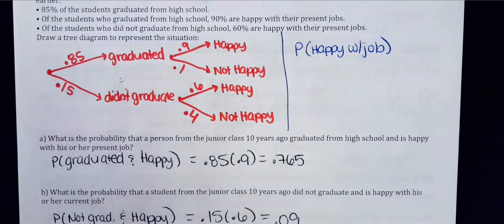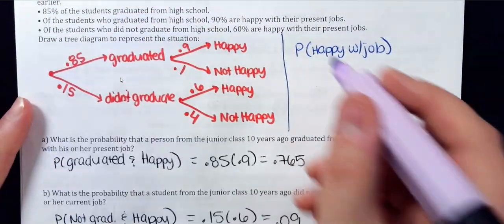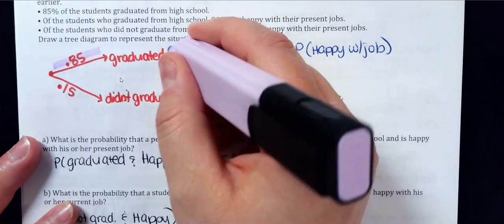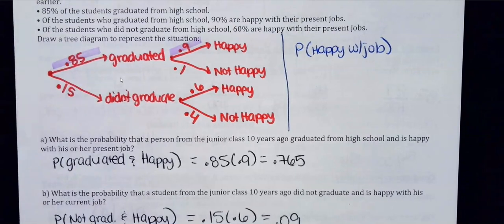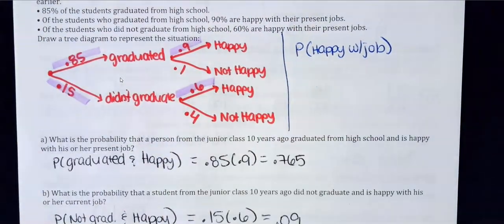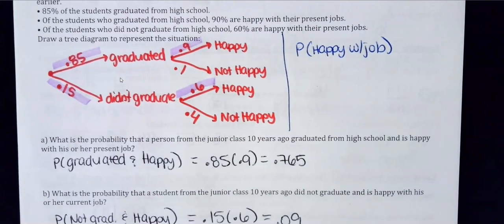Yes, so this is really weird, so that's why I wanted to give you guys this extra little example. Okay, so happy with your job, there's two ways this could happen. If you graduated and you're happy with your job, the other way could happen, you didn't graduate and you're happy with your job. So you would actually take these two and add them together.